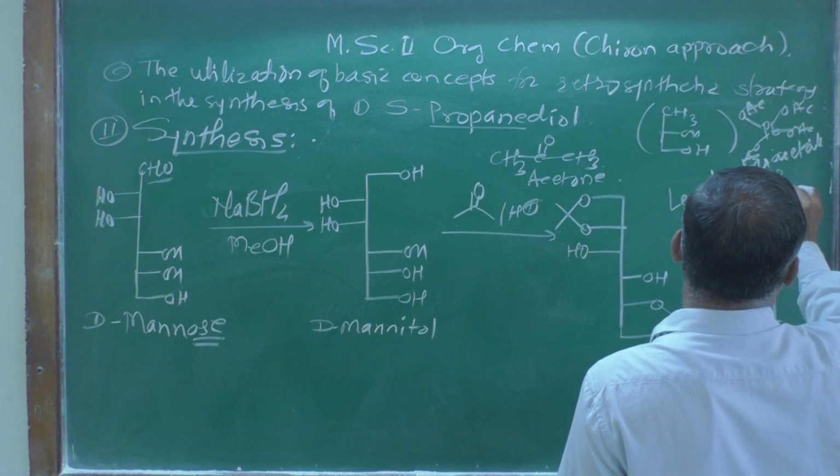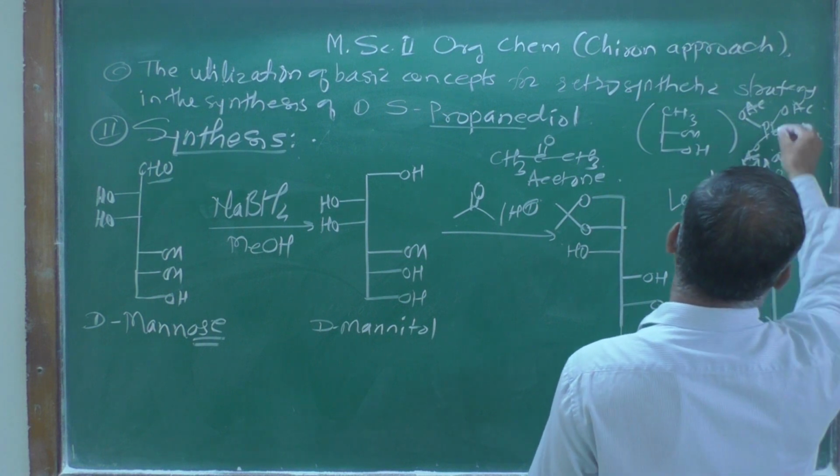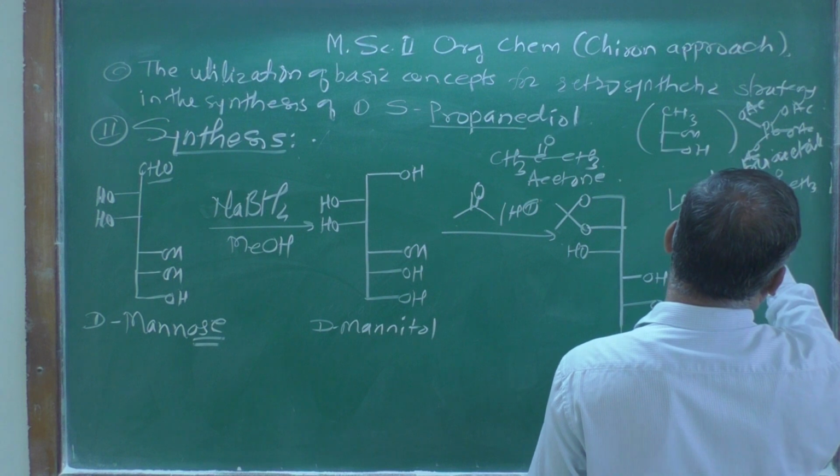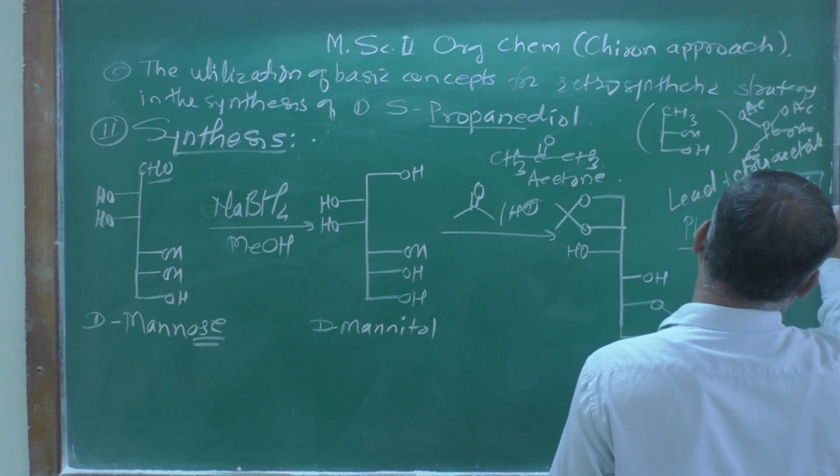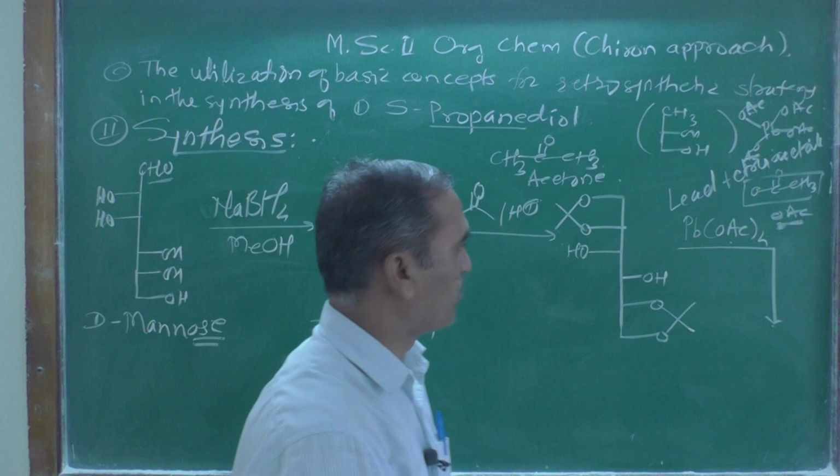C double bond O CH3. This is acetyl, and with the O there, this group is called OAc, right? So this you should remember.